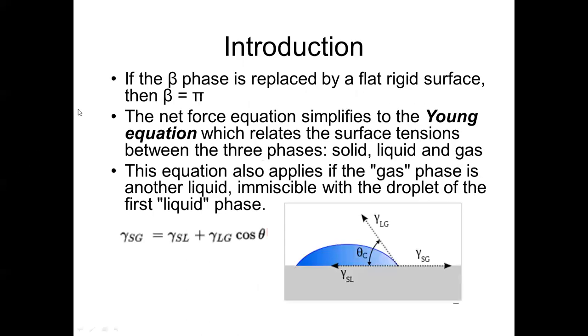So let's take a more detailed look. If we look at the beta phase and we replace this by a flat rigid surface, then we can consider that beta is approximately equal to pi. So the net force equation simplifies into the Young equation, which relates the surface tension between the three phases of solid, liquid, and gas. So this equation also applies if the gas phase is another liquid, which is immiscible with the droplet of the first liquid phase.